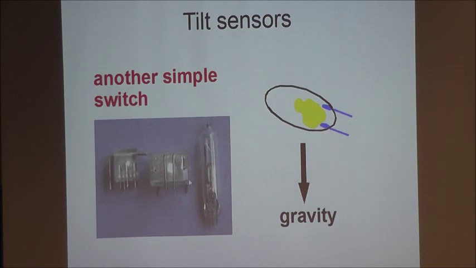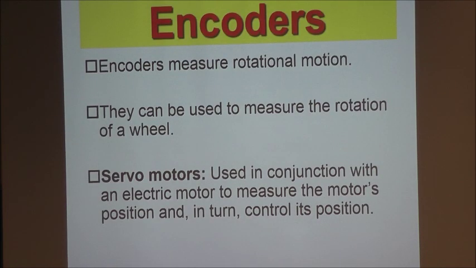Or you could have a tilt sensor, where if it's tilting through gravity, you can figure out which way you are tilting. Encoders measure rotational motion. You should all be familiar with potentiometers, I'm sure you all are. Those are voltage across a resistor, and the resistor has variable resistance, and through that you can measure a voltage proportional to, let's say, the angular position of a motor, and so forth.